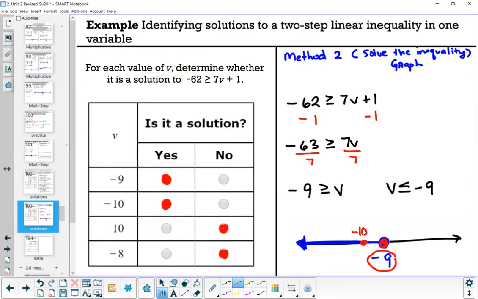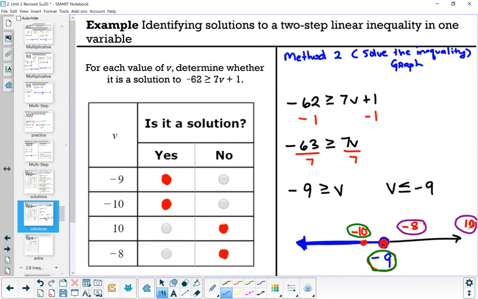Now negative 8 will be over here, which is not on the blue part. It's not a solution. And then positive 10 will be about here in terms of our graph. So again, not a solution. So we can see here, negative 10, negative 9, they're on our graph. And then negative 8 and positive 10, they're not going to be on the shaded part of the graph.